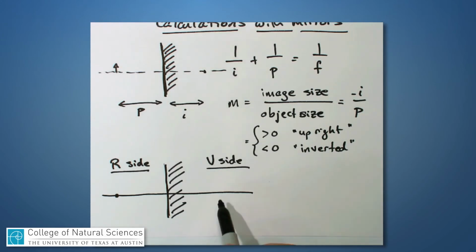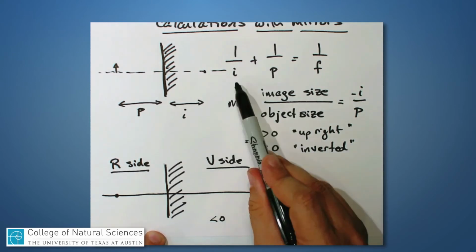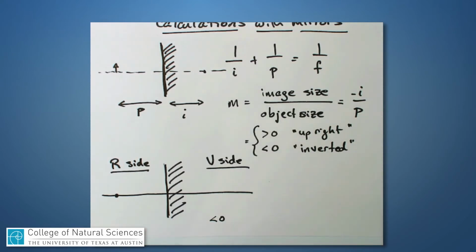So anything that's over here has a sign that is less than 0. In other words, if the image was over here, this little variable i would be a number that is less than 0. Whereas if the image appeared to be on this side, it would be a number greater than 0. So everything on the real side, all these quantities like object distance, focal length, and image distance, are going to be positive if they are on the real side and negative if they are on the virtual side.